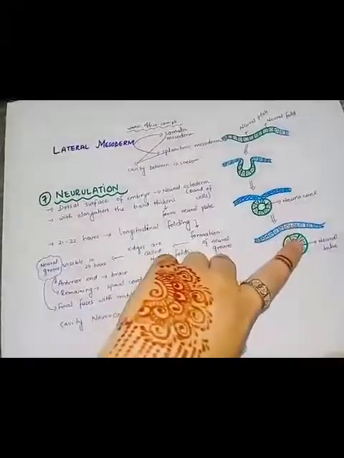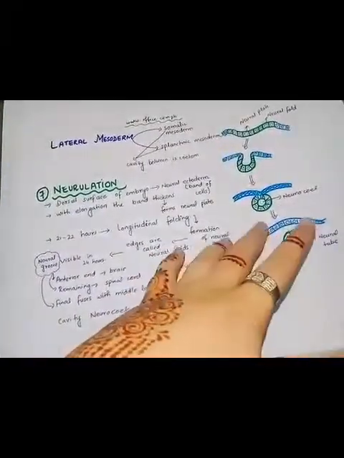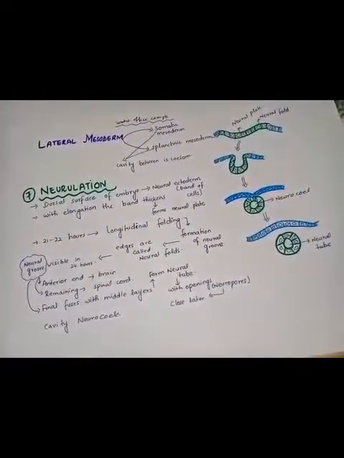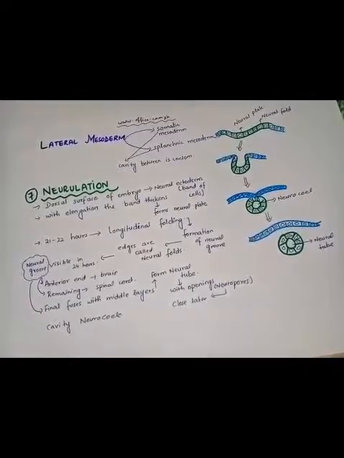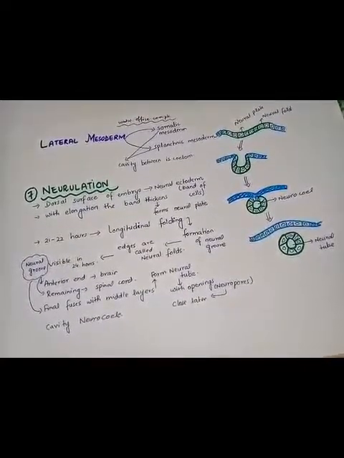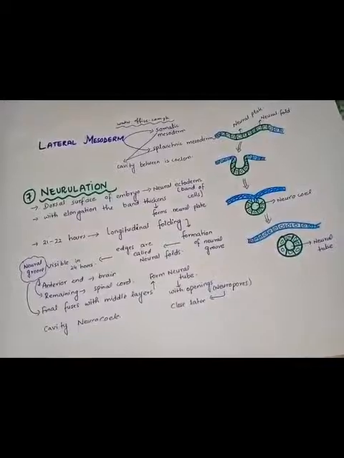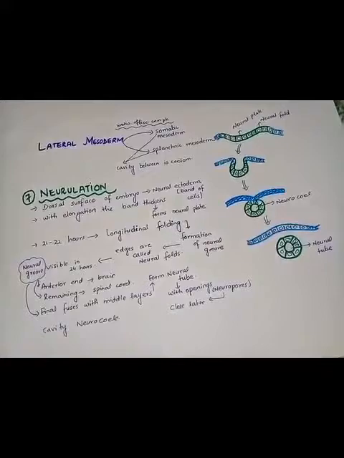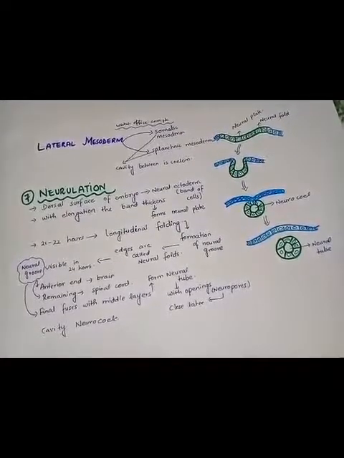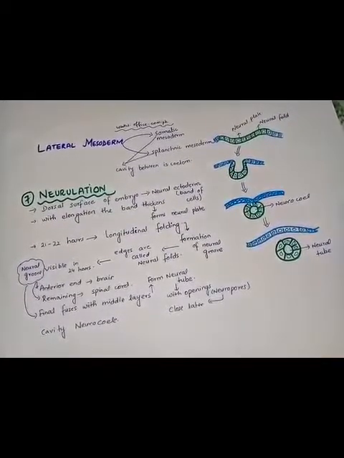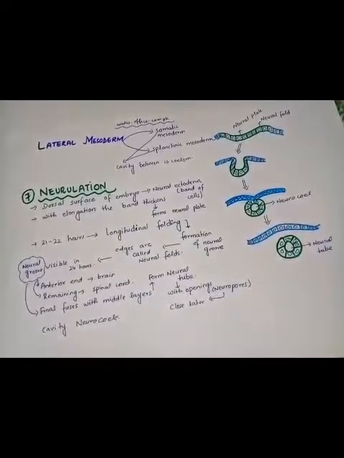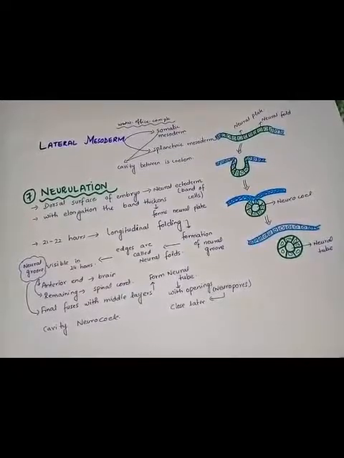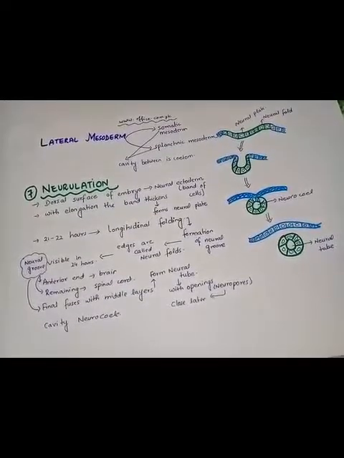Now here you can see that the neural tube separates from the ectoderm. At this stage, the cavity present inside the neural tube is known as the neurocoel, and this whole process is known as neurulation, in which there is formation of the neural tube and its anterior portion will form the brain and the rest, the posterior portion, will form the spinal cord.